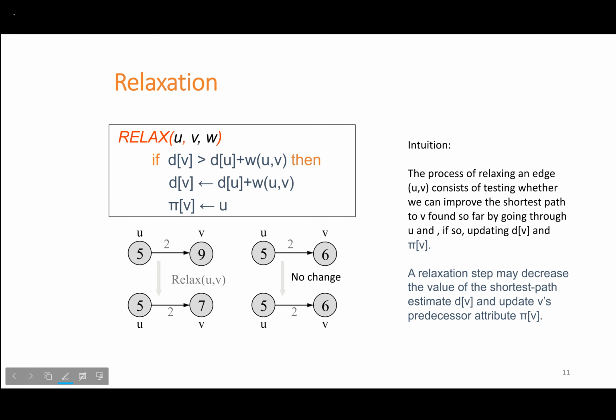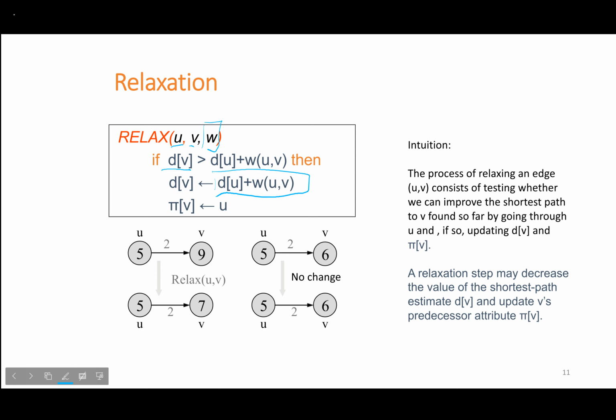The relaxation takes U, V, and W, where U and V are two vertices and W corresponds to the edge weight. If d[V] is larger than d[U] plus W(U,V), then we want to reduce the shortest path weight. We assign d[V], the distance from source to V, to be d[U] plus W(U,V), and pi[V] is assigned to be U, the closest parent in the shortest path.